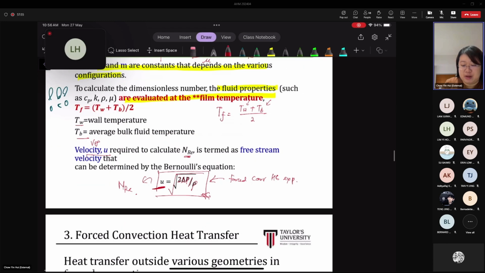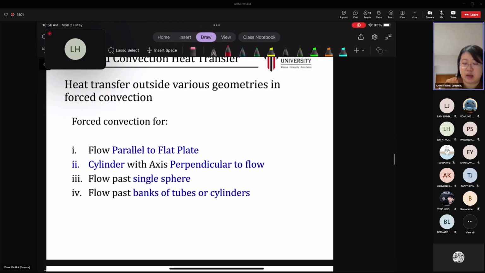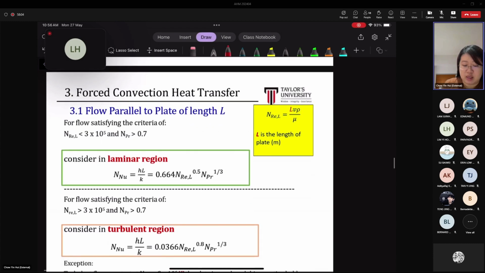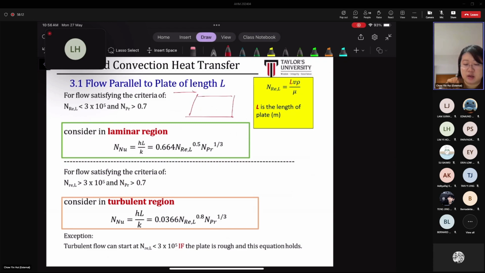Now, let's look at the correlation for these few types of geometry. The first one: if we have a flow parallel to a plate of length L, it looks something like this. You have flow parallel to this plate here, and the length of the plate is L. Then it depends on the Reynolds number. If the Reynolds number is less than 3 × 10^5 and the Prandtl number is greater than 0.7.